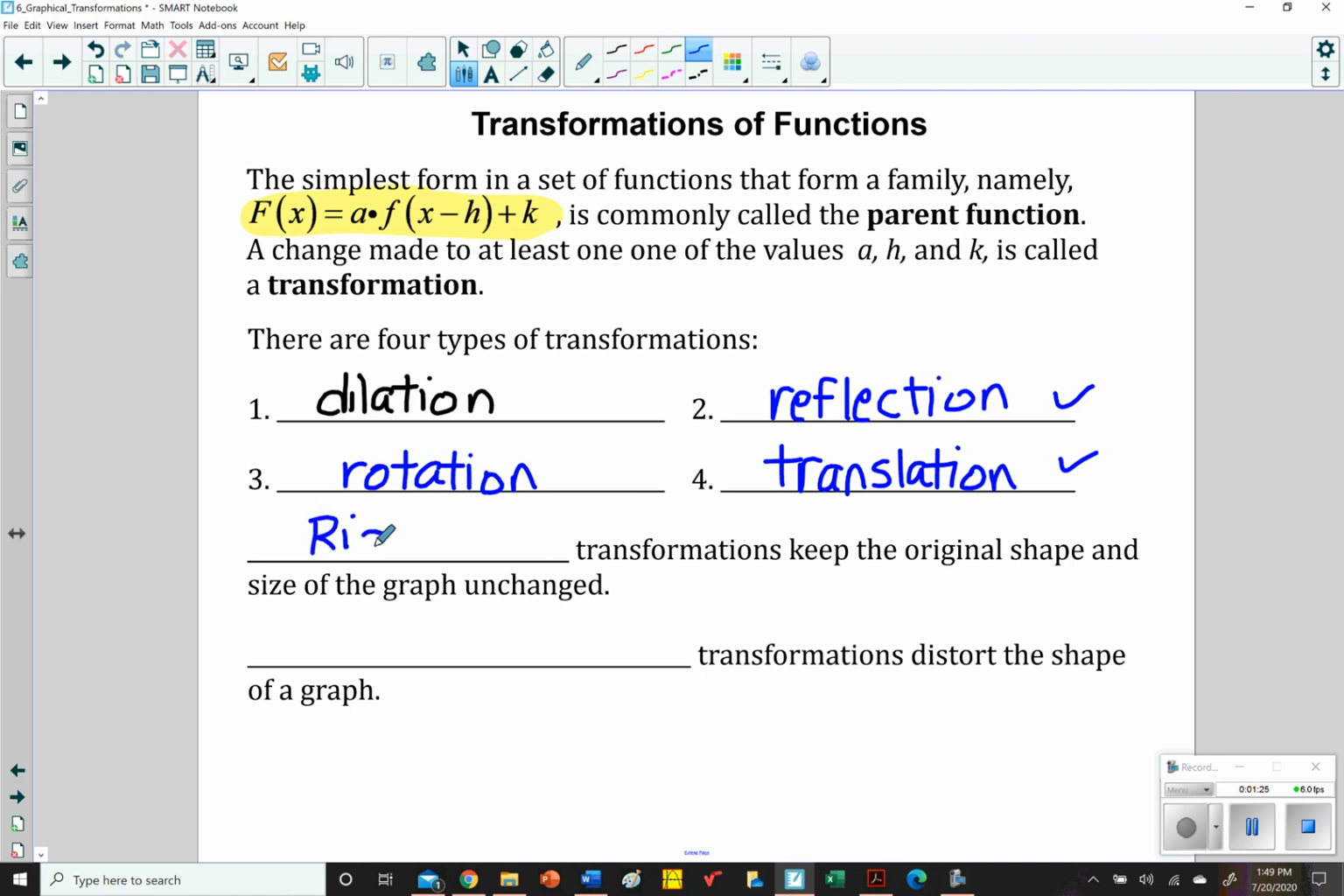A rigid transformation keeps the original shape of the graph, but a non-rigid transformation is going to distort the graph by either stretching it or shrinking it.